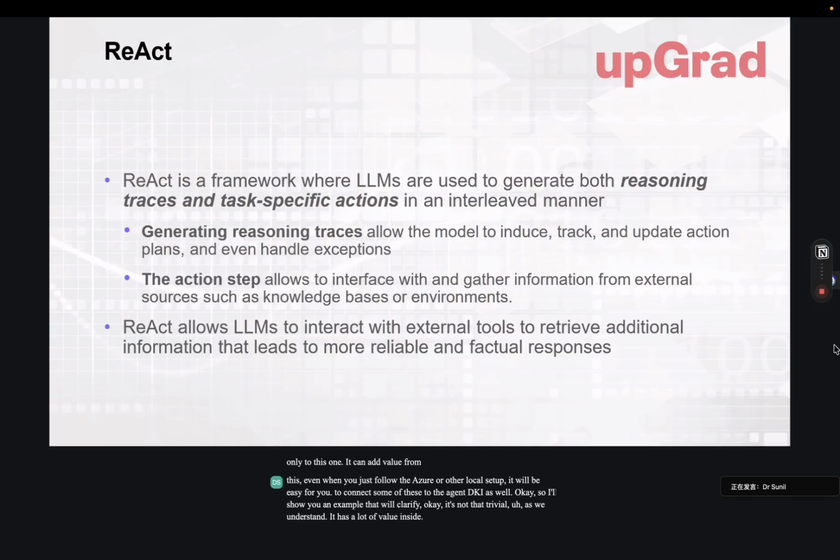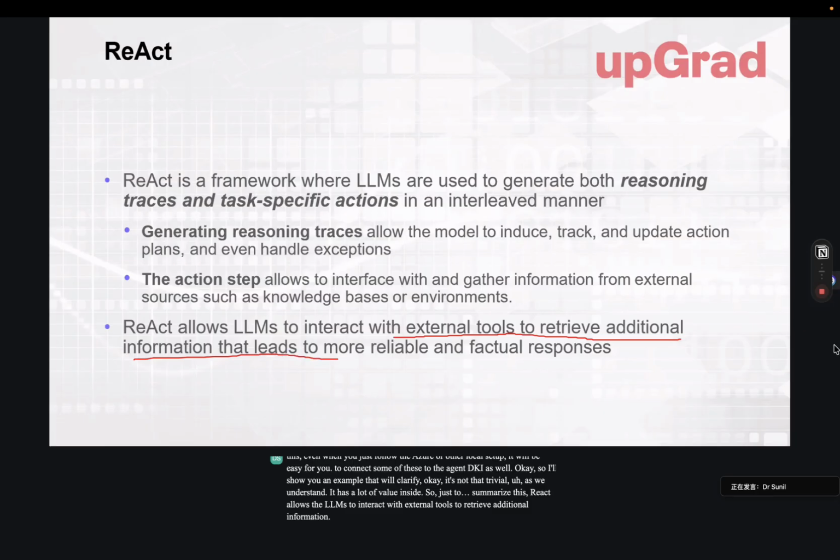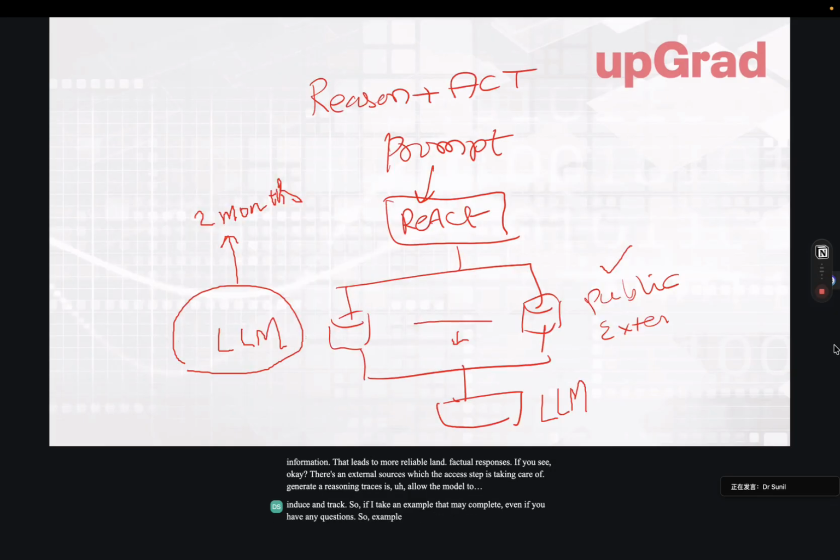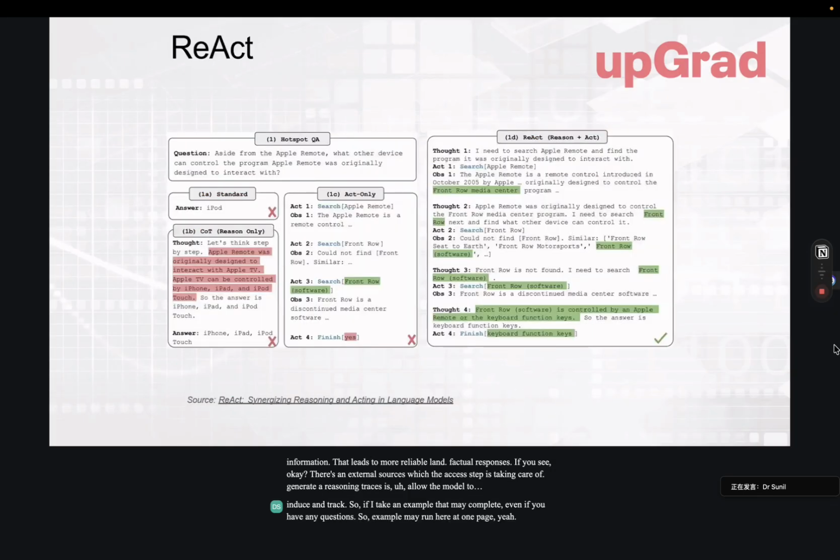Just to summarize, ReAct allows the LLMs to interact with external tools to retrieve additional information that leads to more reliable and factual responses. There are external sources, which the action step takes care of. Generating reasoning traces allows the model to induce and track. If I take an example, that may complete it, even if you have any questions. The example may run here on one page. Have a look at that particular question, for the Apple fans.